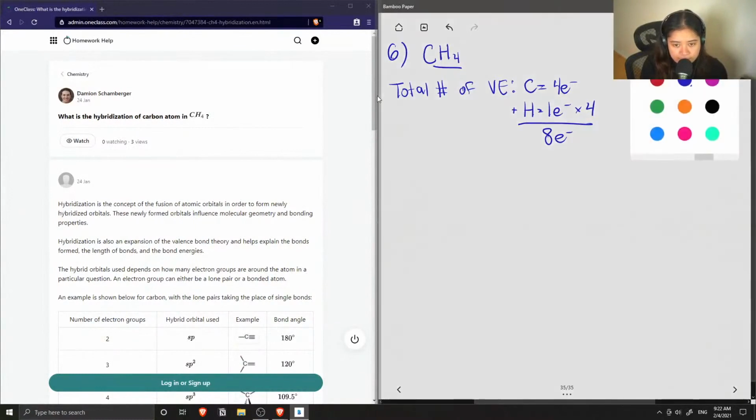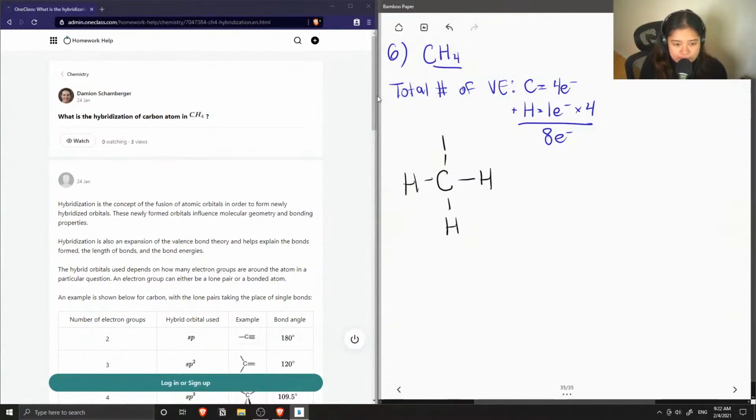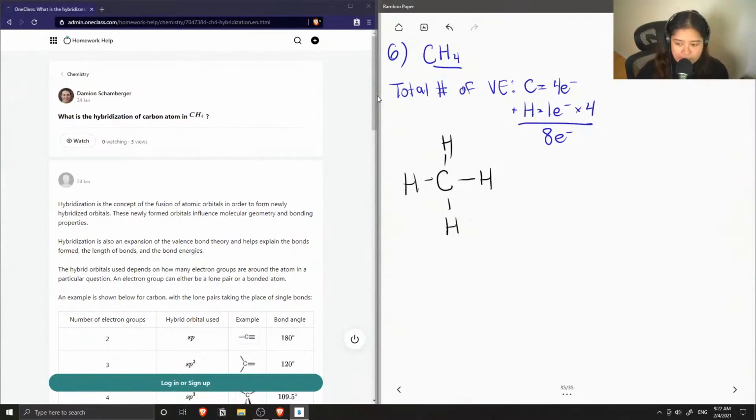So now if we drew out a skeletal structure with carbon as our central atom, we can draw the 4 bonds to hydrogen. And if we recall that each bond contains 2 bonding electrons, then you can see that we already have our 8 electrons in this structure. So this is the final Lewis structure of methane.